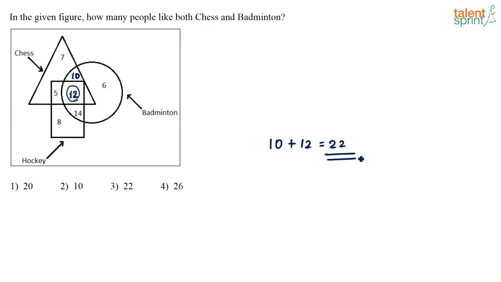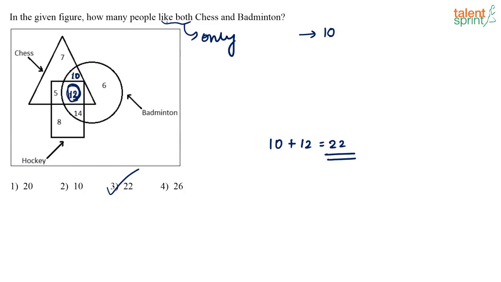All of you are giving me the answer as 10. The correct answer is 22. If the question is how many people like only chess and badminton, in that case you say the answer is 10. Here, how many people like chess and badminton? This 12 people, right? This 12 people like chess, badminton and hockey, right?